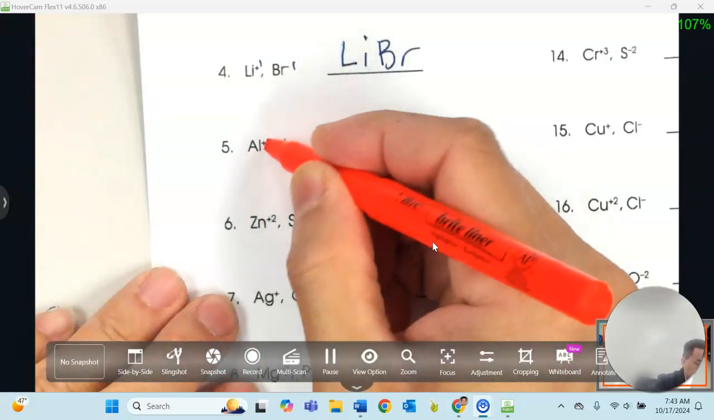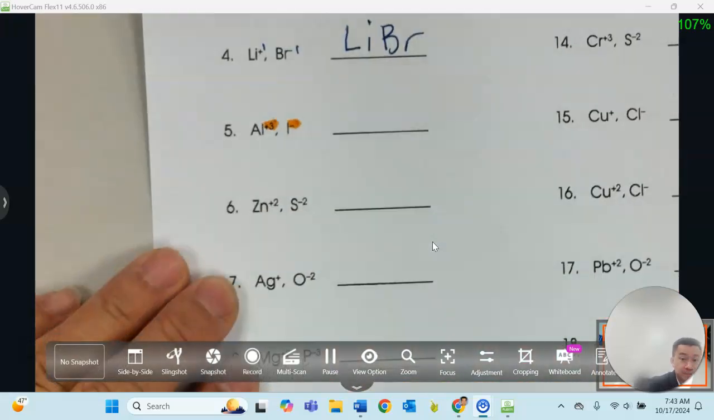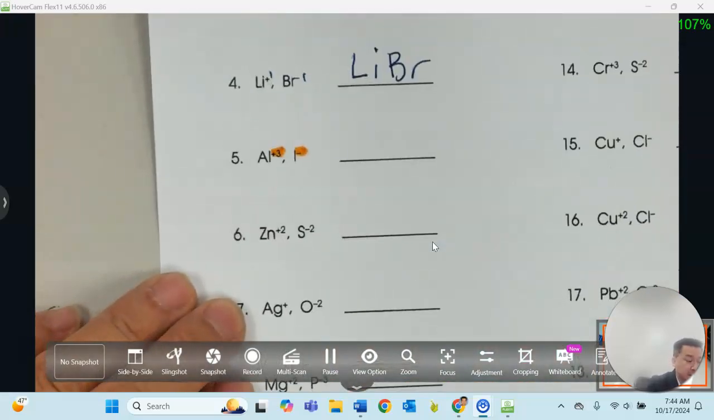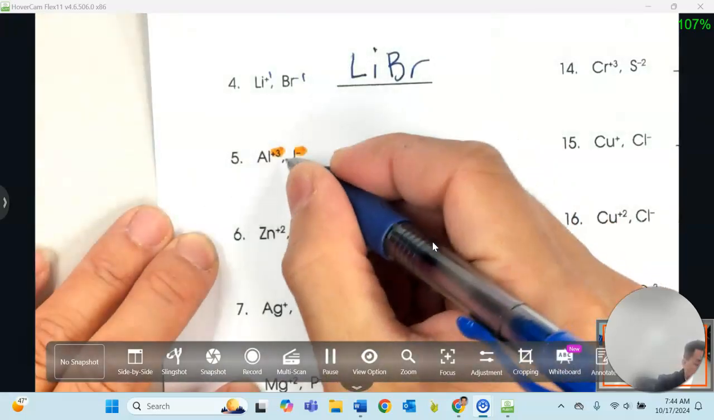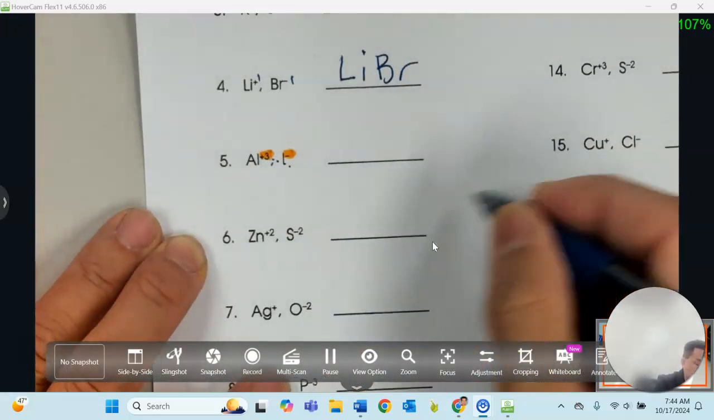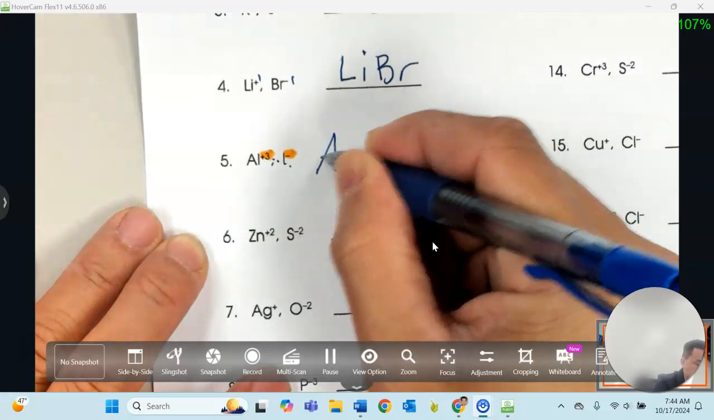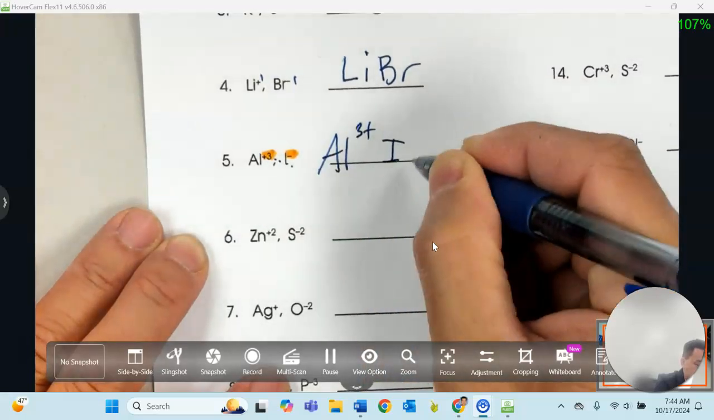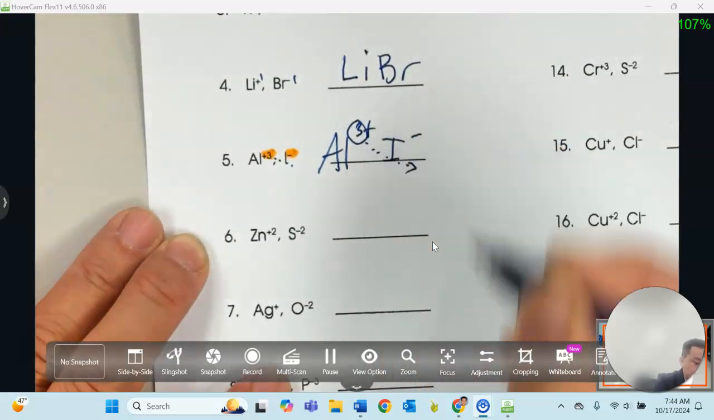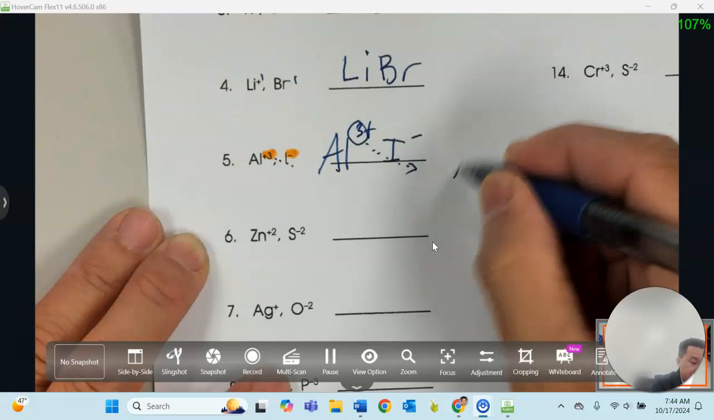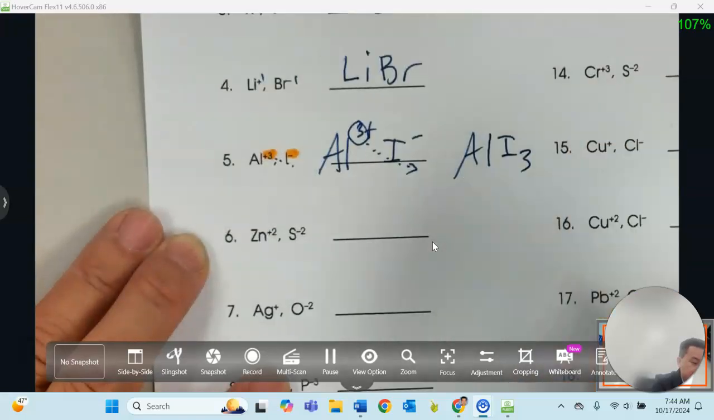If you look at the charges, here's +3, here's -1. All right. So if they're different, first of all, check if they're different. Then you cross them. You cross just the number. So I'm going to write it bigger. Okay, Al 3+ and I -1. So the numbers are different, right? Just take the number and cross it over, drop it. Cross and drop it. So it's AlI3.